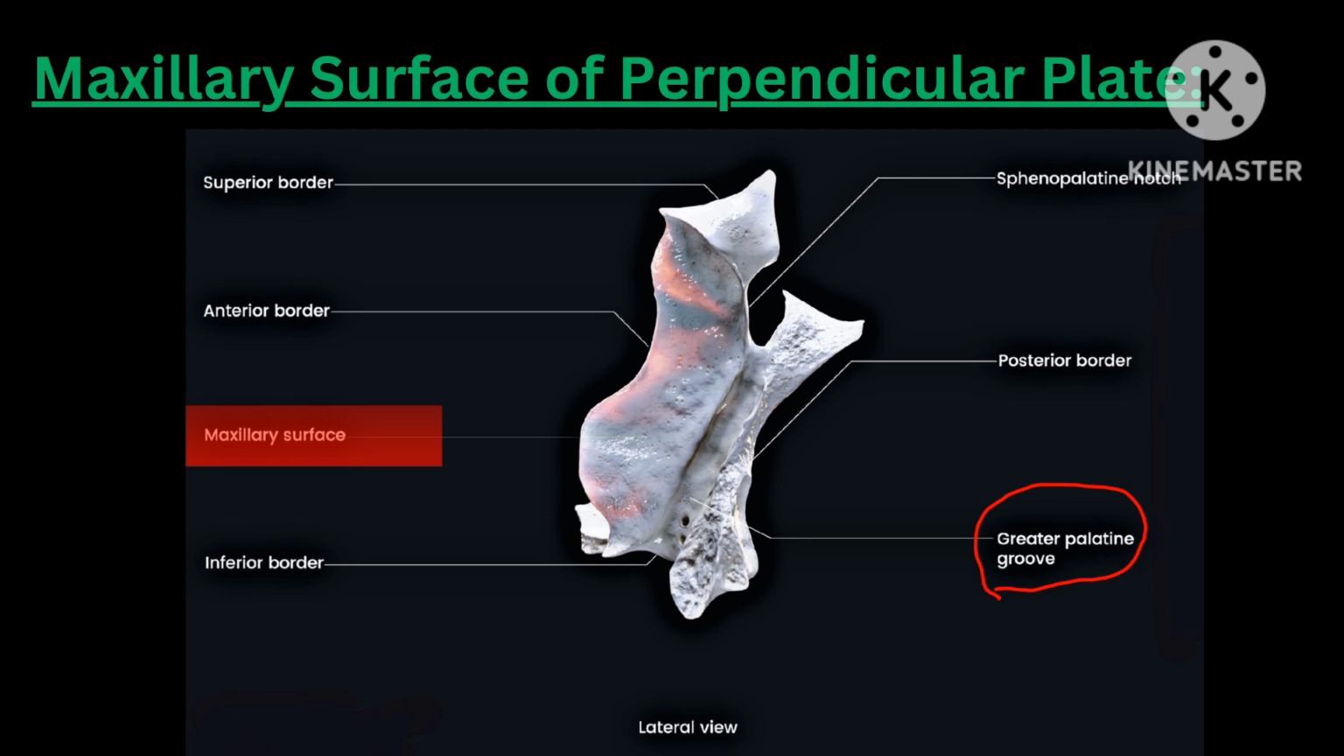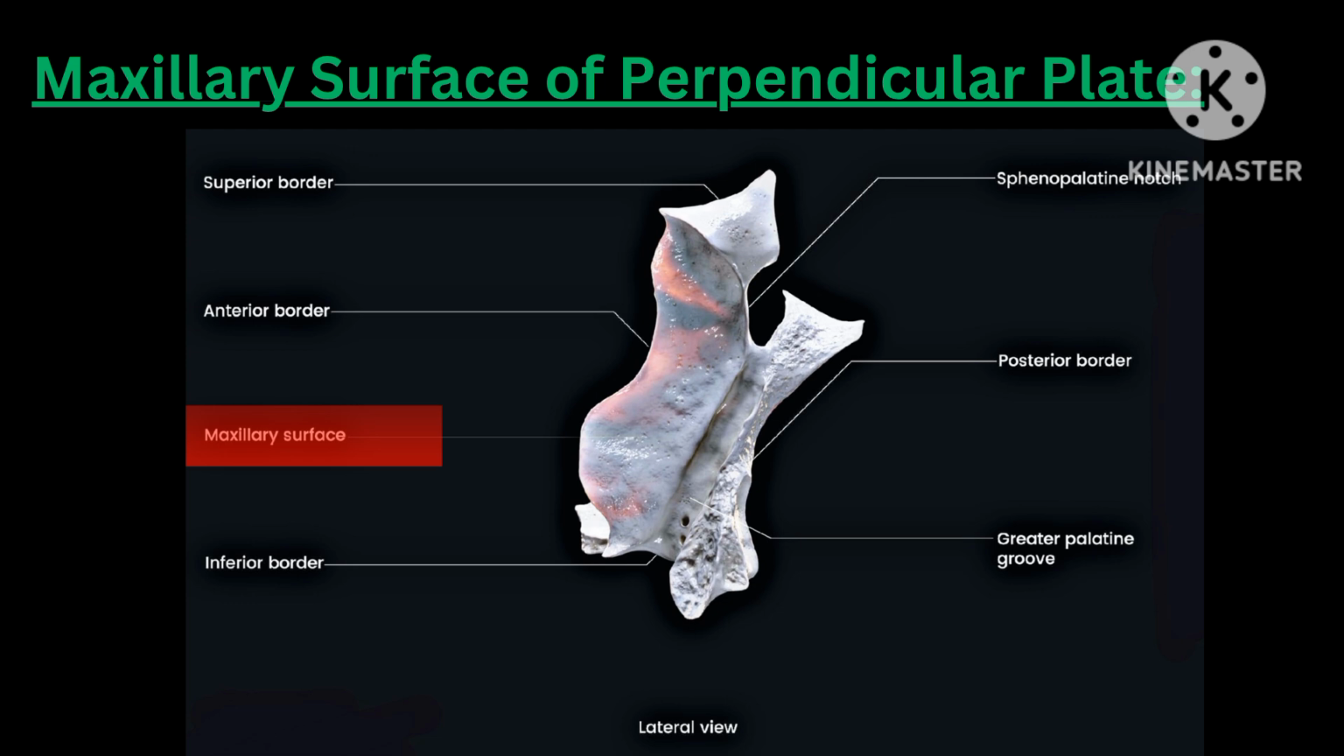A shallow vertical groove runs on the maxillary surface. This groove, when joined with the corresponding groove on the maxilla, forms the greater palatine canal. The greater palatine canal transmits the greater palatine nerve and vessels, which supply the hard palate and nasal cavity. The posterior part of the maxillary surface contributes to the pterygopalatine fossa.